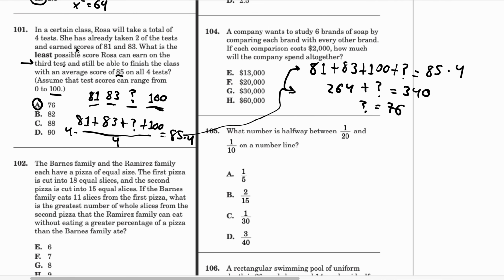So the idea with 101 was that if we want Rosa to do as poorly, well, this is a horrible way of putting it, but if we want Rosa to do as poorly as possible on the 3rd test, then she needs to get the highest possible grade on the 4th test. And then, yeah, we just need to solve for this quote-unquote bad score on the 3rd test. Okay.